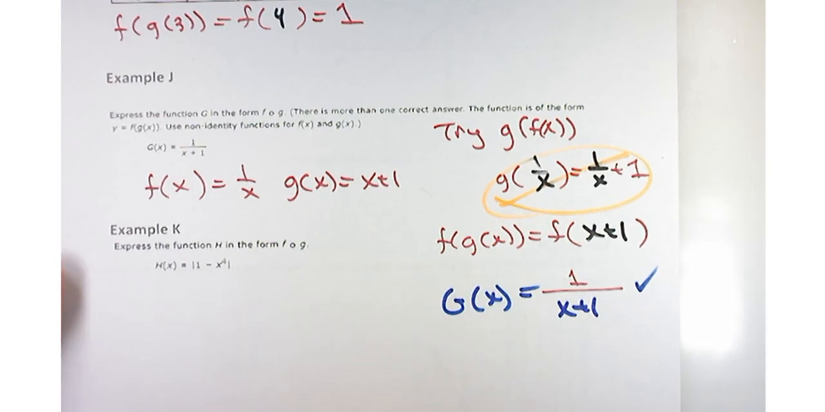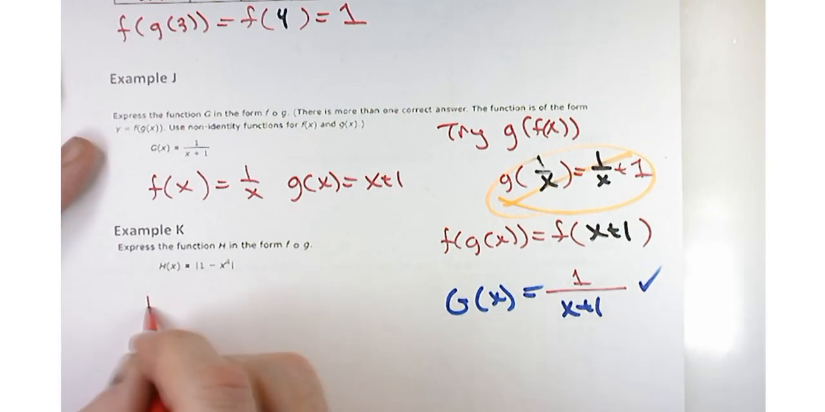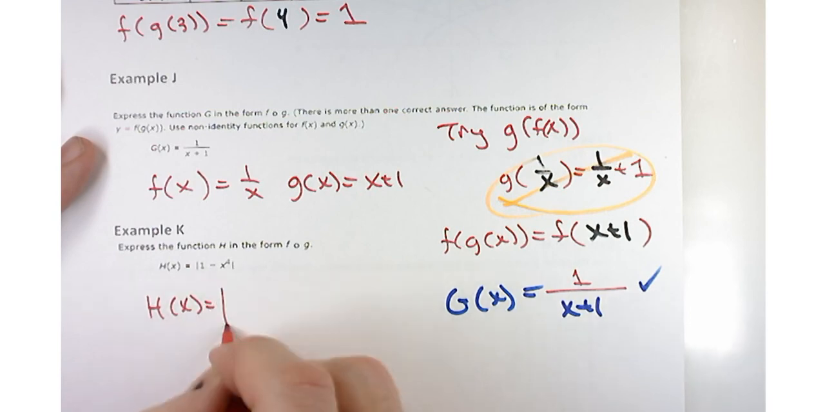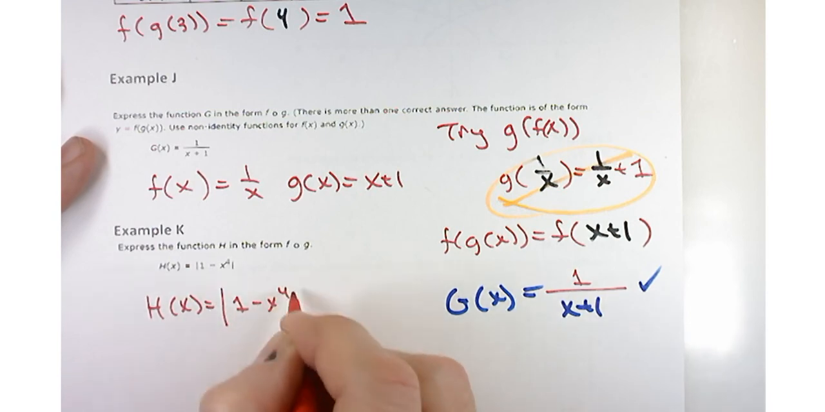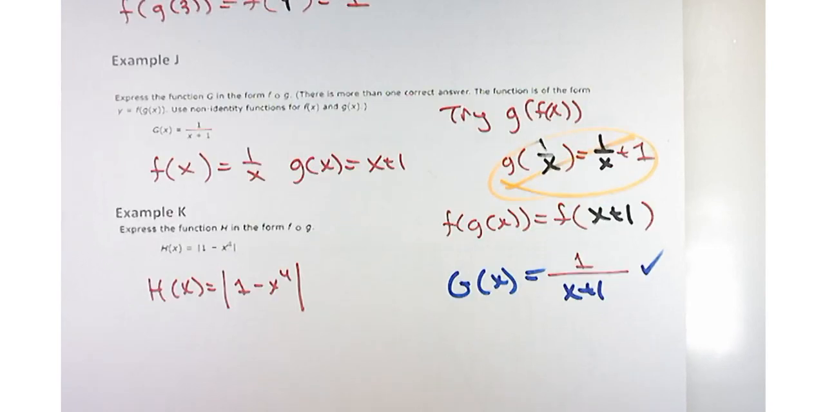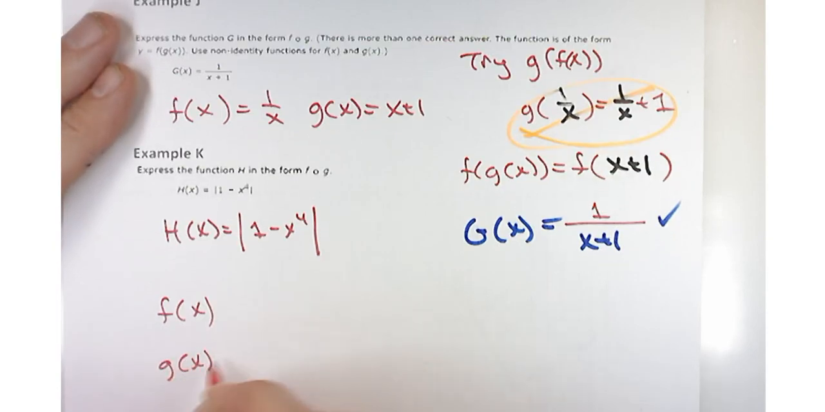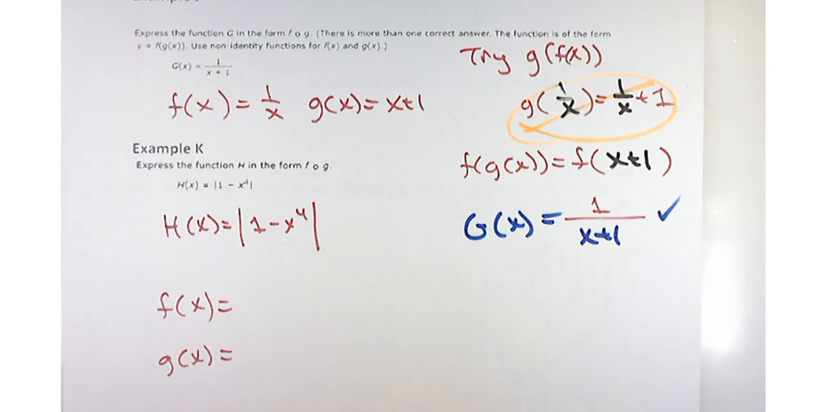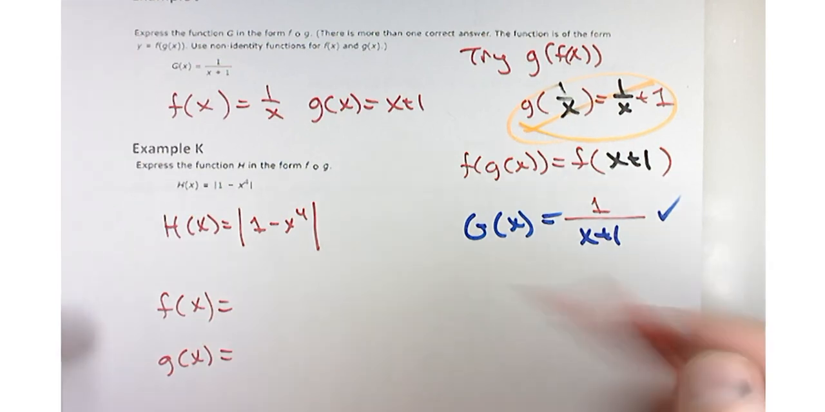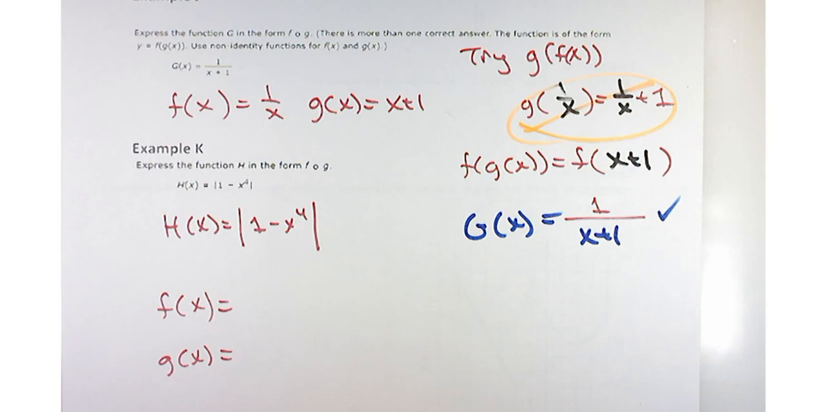See if you can figure out an outside and an inside function for capital H of x. Let me write this a little bit bigger. It is 1 minus x to the 4th in absolute value. So again, try and find an f of x and a g of x that you can put together in the right order to get my h of x. So what two functions are you putting together to get this h of x?